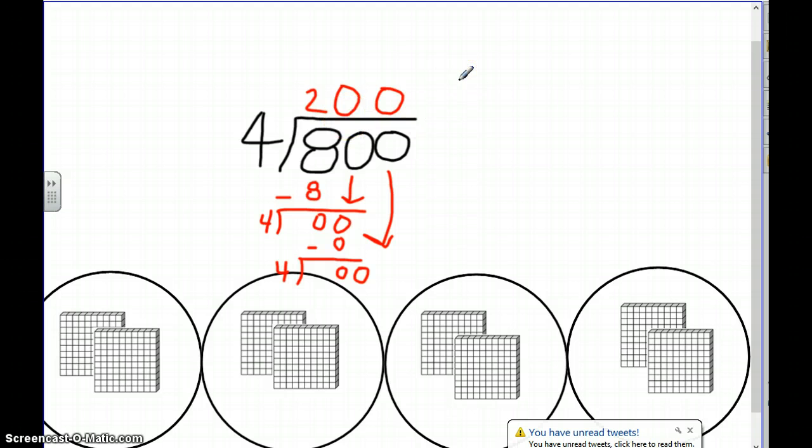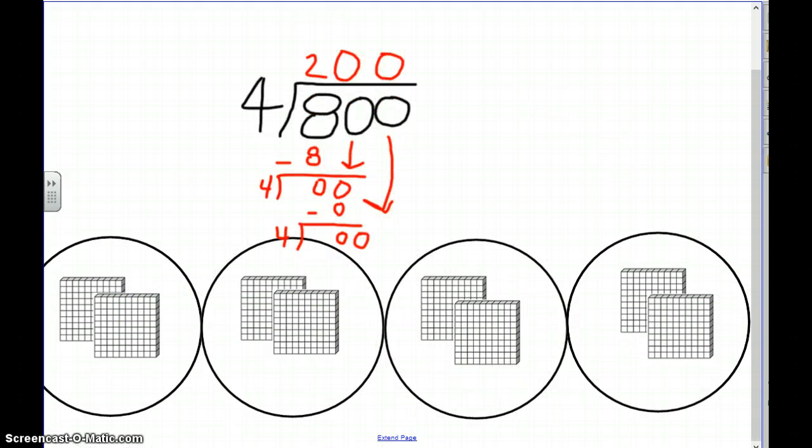And you might ask yourself, well, I thought that if you can't do 0 divided by 4, you're done. Well, if we were done, all we would have is this 2 in the hundreds place and nothing in the 10 or the ones place. And we have to have something to fill those places. So we fill them with placeholders or with zeros, giving us the answer of 200 in each group.